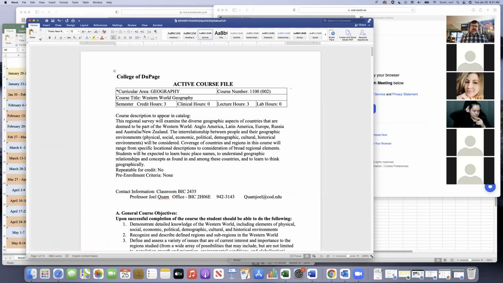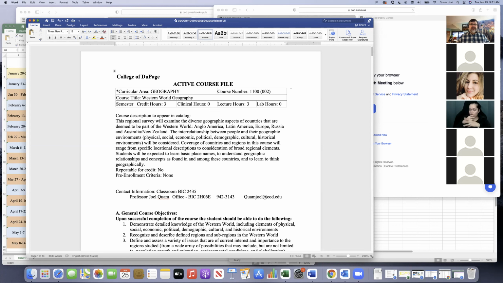The syllabus at the top has something called the active course file. Every course at College of DuPage has an active course file. This is an important document. This provides the framework for what will be taught in that course. So what will be taught in Geography of the Western World? There's many things that can be covered. No two professors are going to do things in exactly the same way, but still there needs to be a framework. These are the kind of areas that need to be covered in Geography of the Western World.